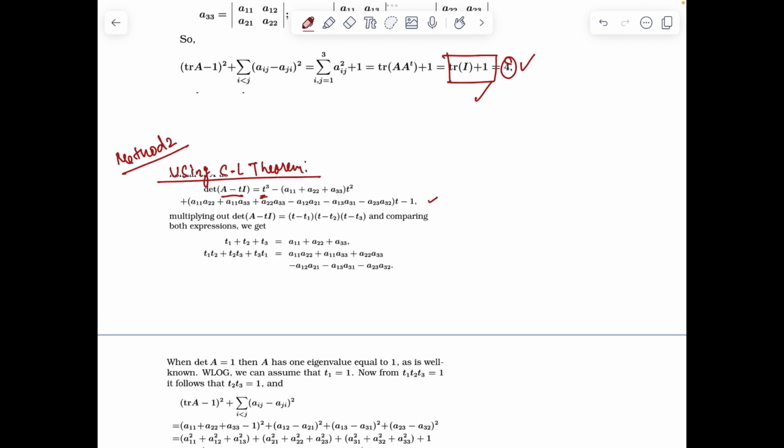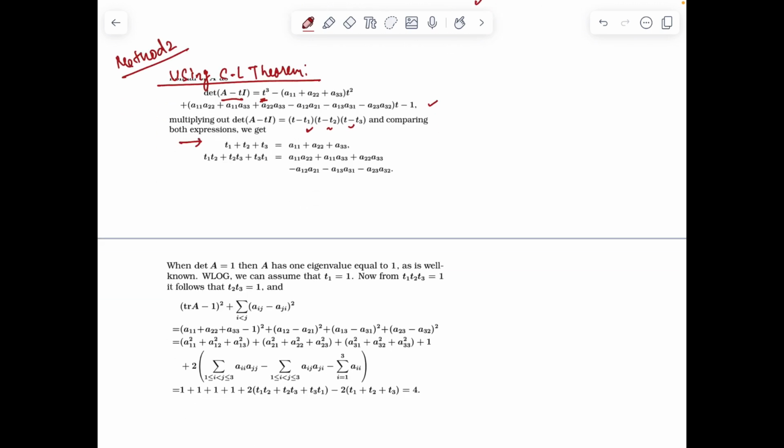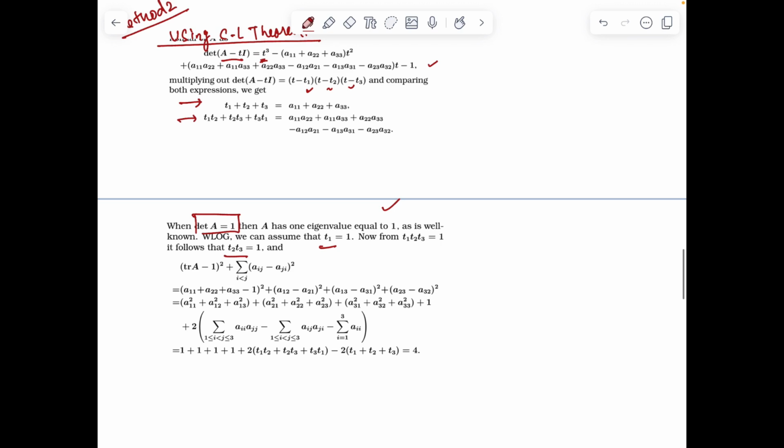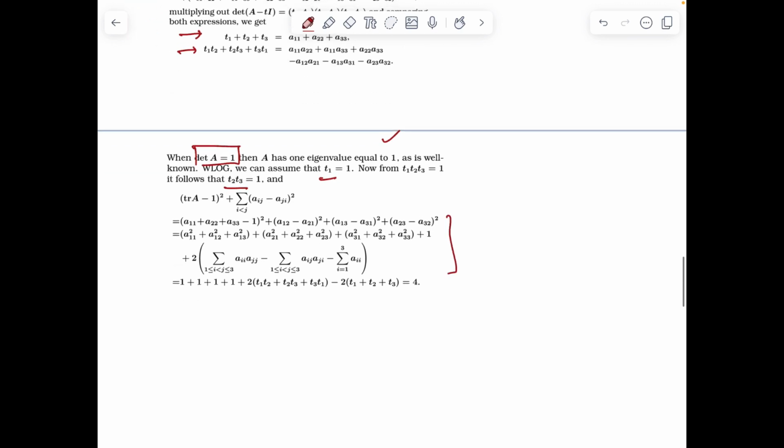Now multiplying out, determinant of A minus tI is basically going to have 3 roots t1, t2, t3, and comparing both expressions we can use sum of roots taken 2 at a time. Similarly, the product of roots taken 3 at a time is 1. Since we know determinant of A is 1, A will have one eigenvalue which is equal to 1. So we can assume it to be, let's say, t1, t2, t3. I assume it to be t1 over here. So the product of the other roots is basically 1. Again, in exactly a similar fashion, if you evaluate this, you can see by pausing the video, you'll get 4 as the answer for this problem.